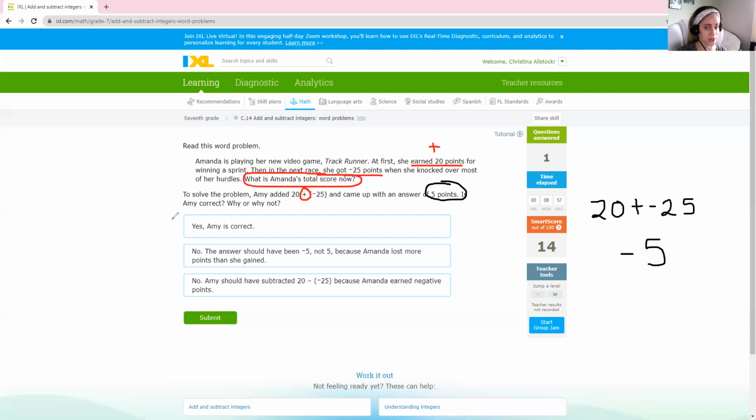First, yes, Amy is correct. Nope, we already said we disagree with her. No, the answer should have been negative 5 because Amanda lost more points than she gained. Yep, that's correct. But let's read the last one to verify. No, Amy should have subtracted 20 minus 25 because Amanda earned negative points. Yeah, B is still our answer.